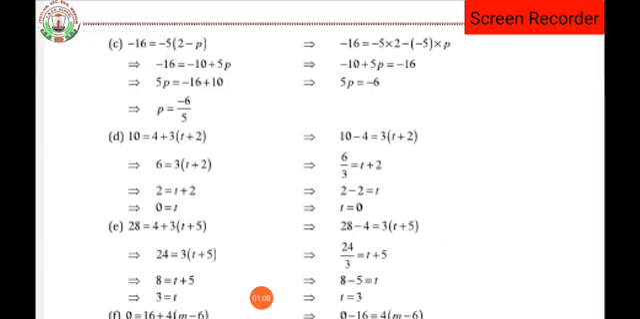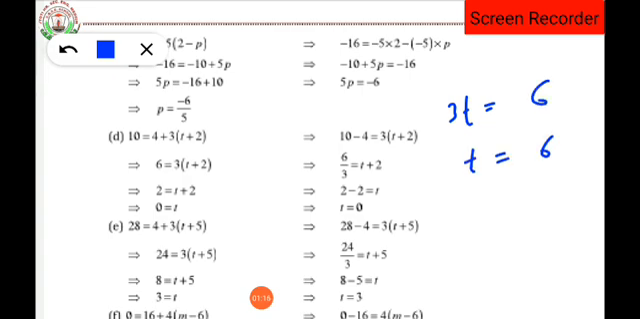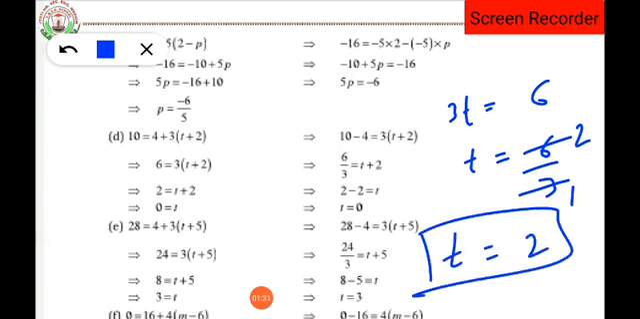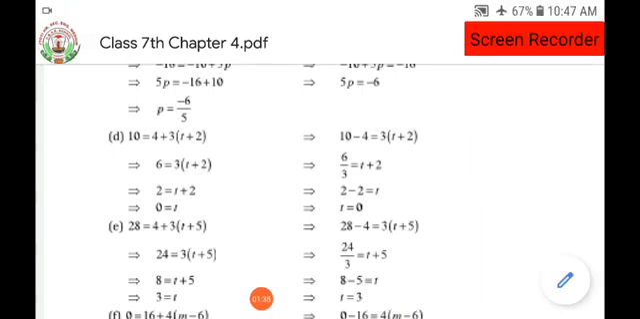Now after this, what we are having? 3t is equals to 6. This value we are having. So t is equals to 6 upon 3. So 3 ones are 3 and 3 twos are 6. So t is equals to 2. We are having the required answer. Clear everyone? Have you understood up to here?